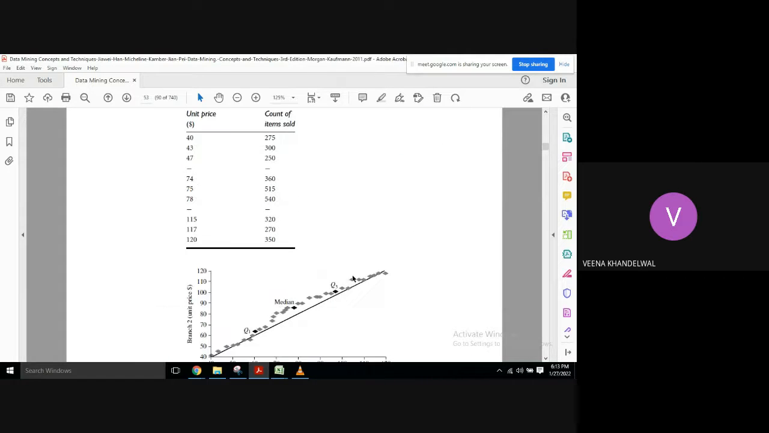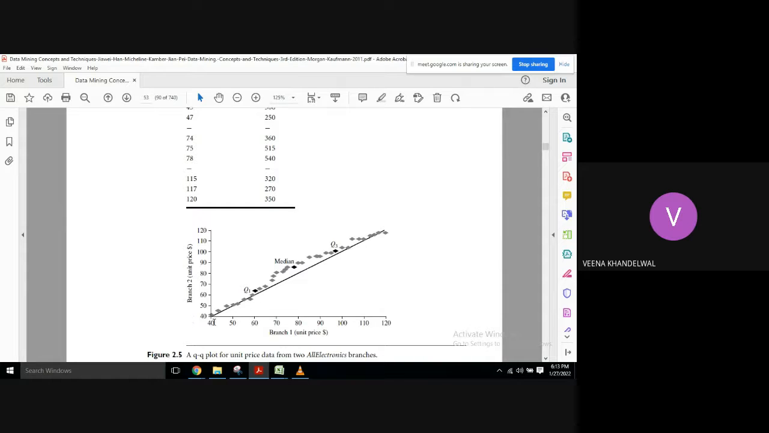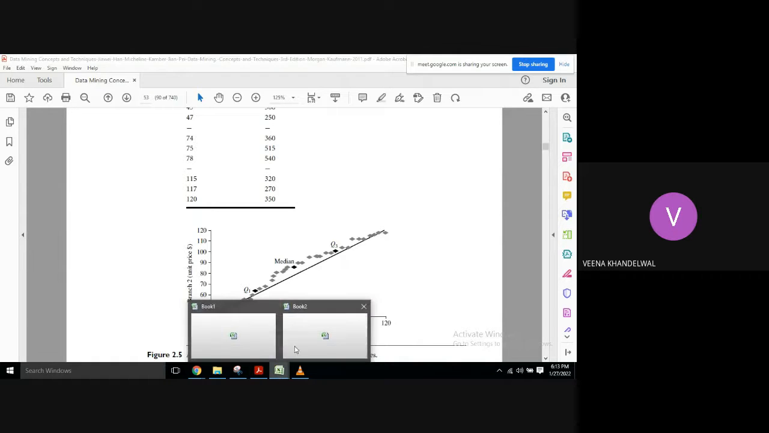As you can see, here we are comparing the price of branch 1 with the price of branch 2. So the quantile plot can be used for comparison purposes. Let us see how we can make use of this quantile plot using Excel.